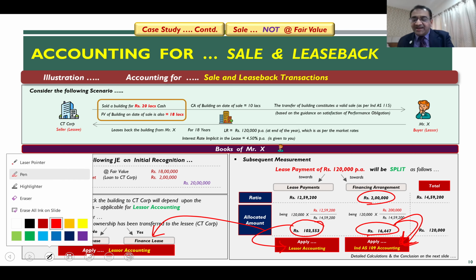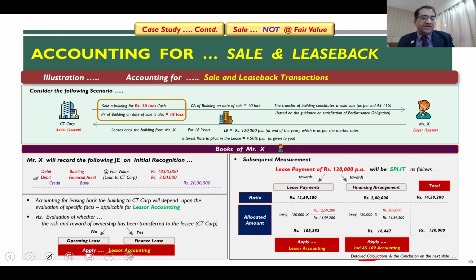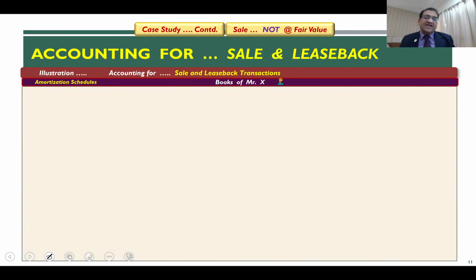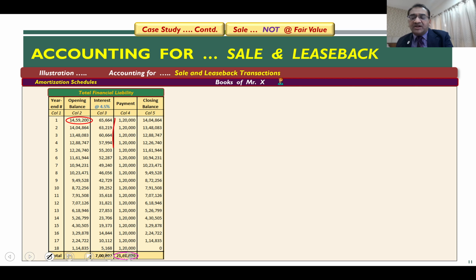How is that being done? I am giving you the detailed calculations and the conclusion on the next slide. Let us look at the next slide, the full amount of 1,20,000 which is being paid. If you look at the total amount, 1,20,000 is being paid every single year over the 18-year period.